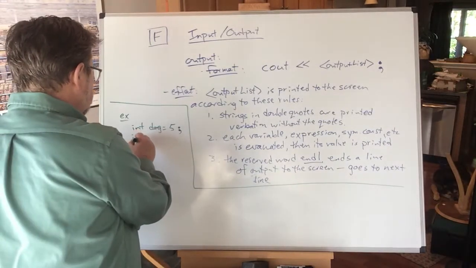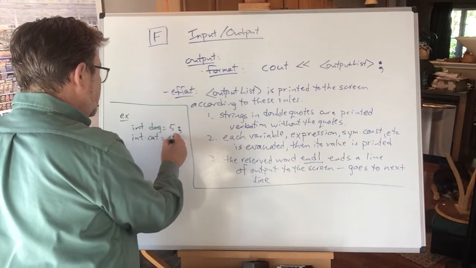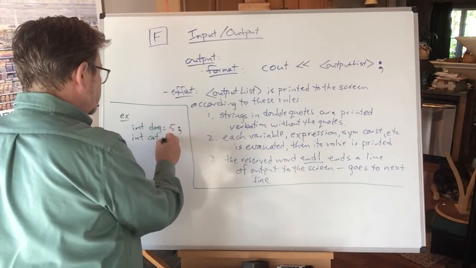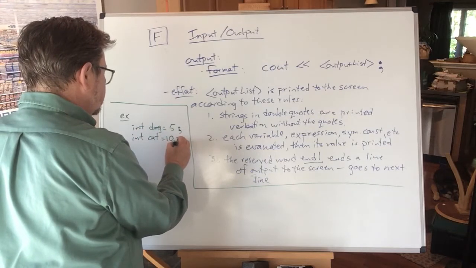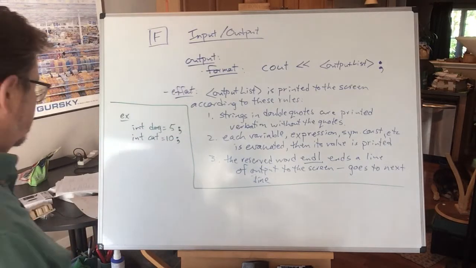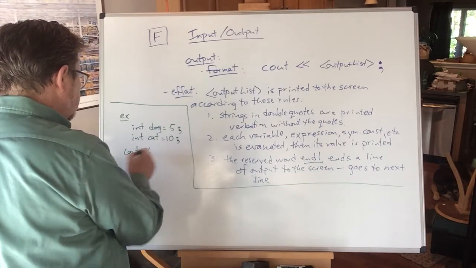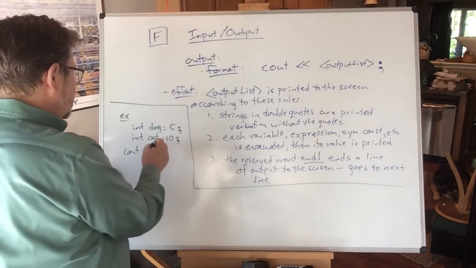Another variable, int cat equals 0. No, I won't do that. Cat equals 10. Wow, the dogs are outnumbered. Int cat equals 10. So far I haven't produced any output. Let's produce some output. cout less than less than dog.